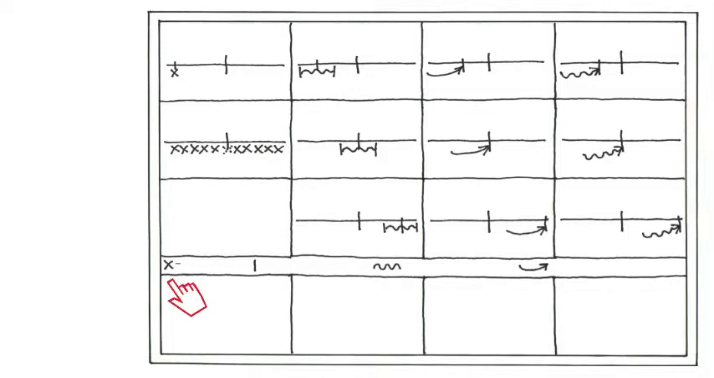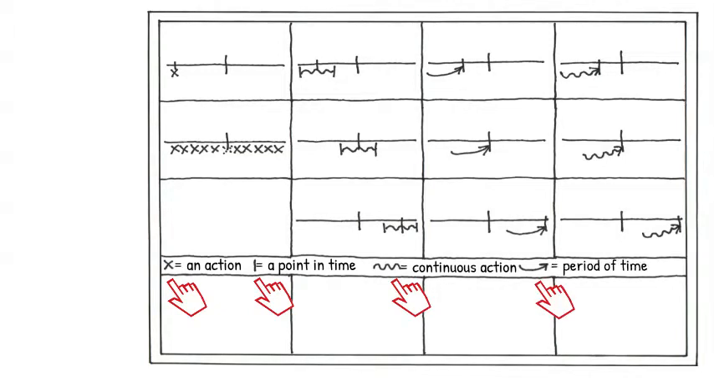You can see that this X is for an action. This line is for a point in time, so that's a short time. And this squiggly line is for a continuous action, an action that continues for some time. This line with an arrow going to the right is a period of time, so that's a longer time.